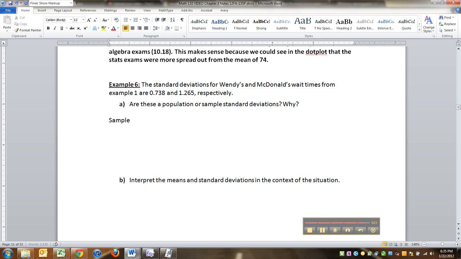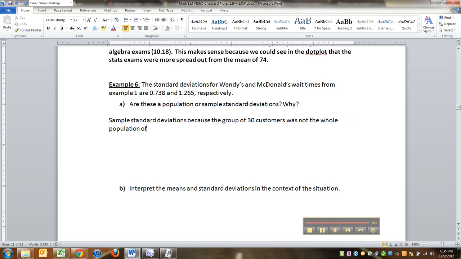So these are sample standard deviations because the group of 30 customers was not the whole population of customers at these stores or restaurants.